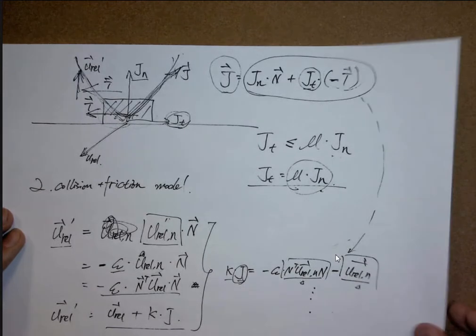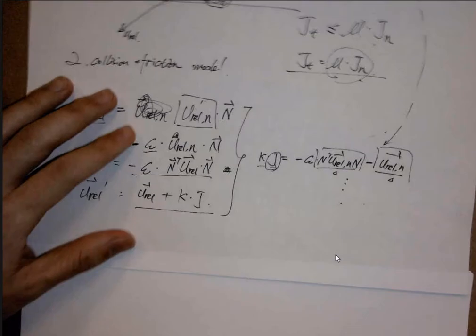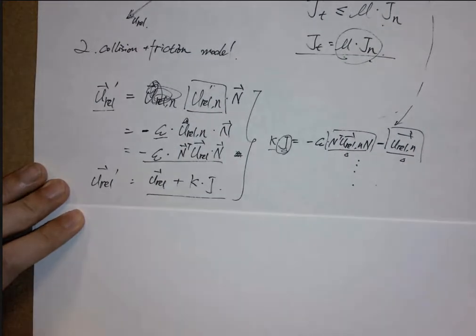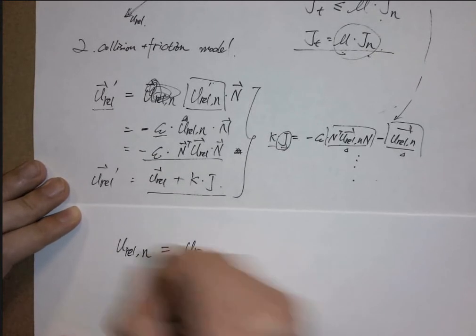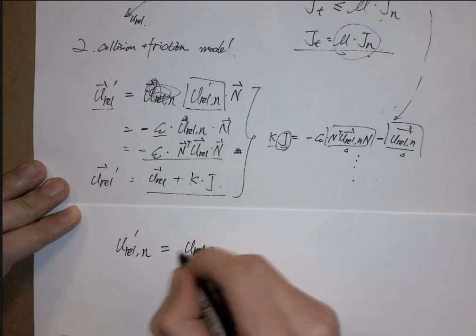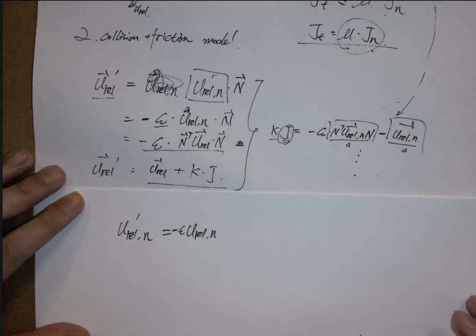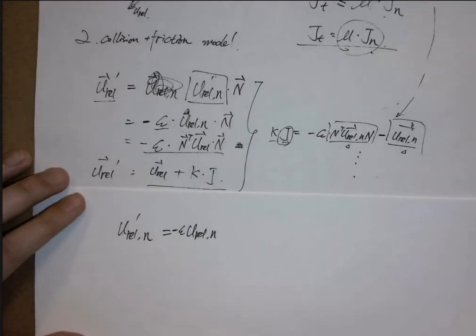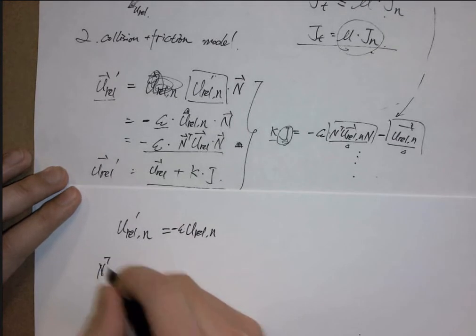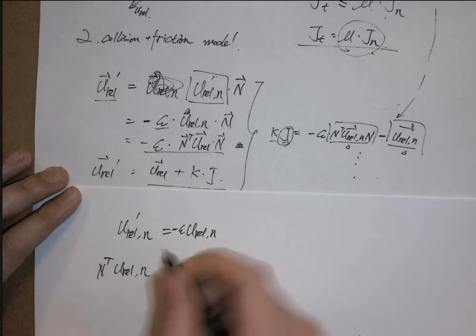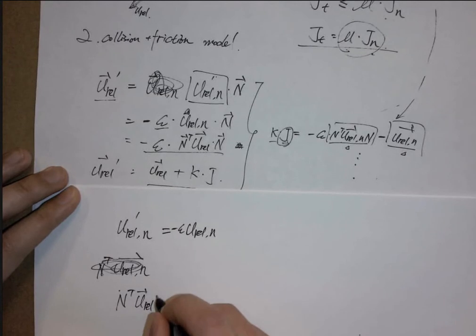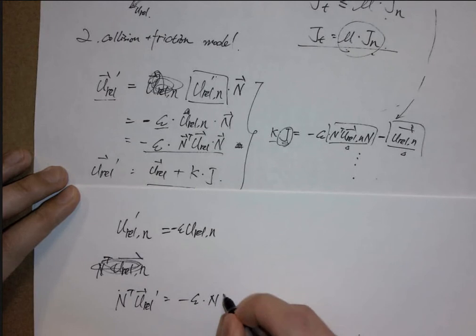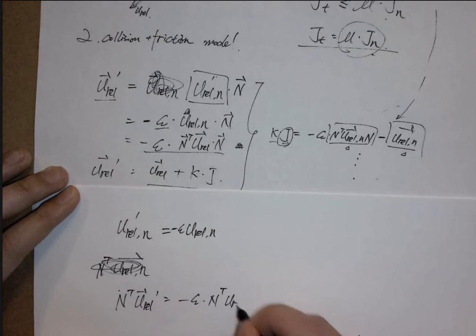We can plug it into another equation over here. Let me write it down. Still, because we have the coefficient of restitution, we can write down u relative on the n component. The new one equals the relative n component multiplied by negative epsilon. This one is not a problem, now I'm not considering the tangential motion. So it's n transpose multiplied by the new relative velocity, and the right-hand side is epsilon multiplied by n transpose multiplied by the original relative velocity.